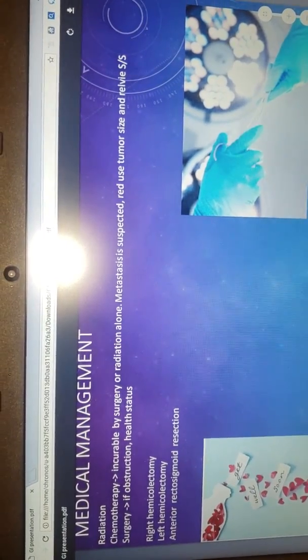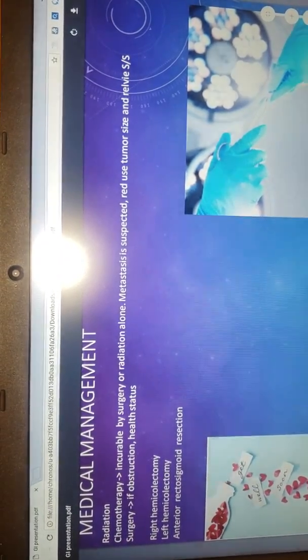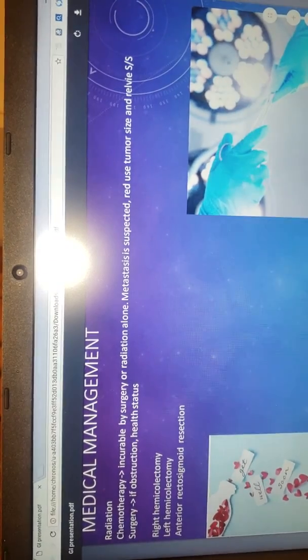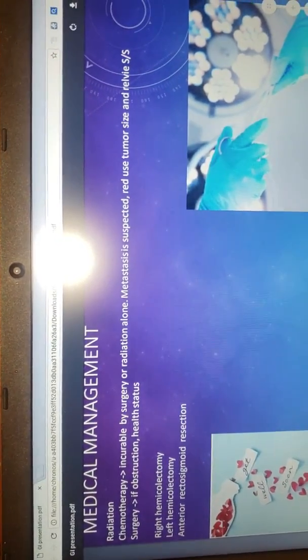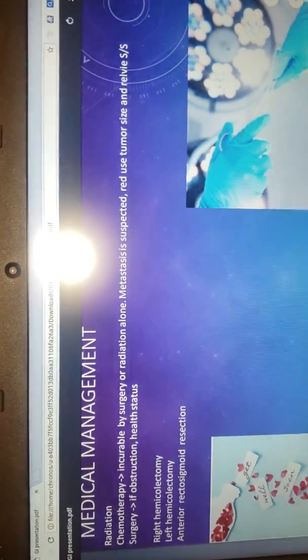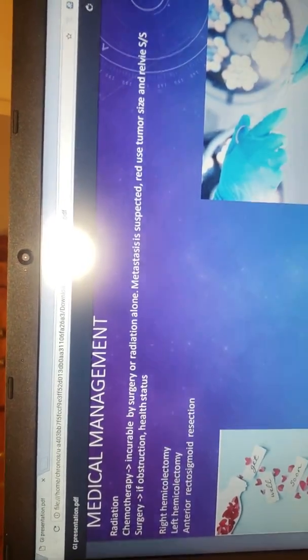I don't know what that red used tumor size is. I'm sorry. Reduce. That's what it means. Reduce tumor size and relieve signs and symptoms.